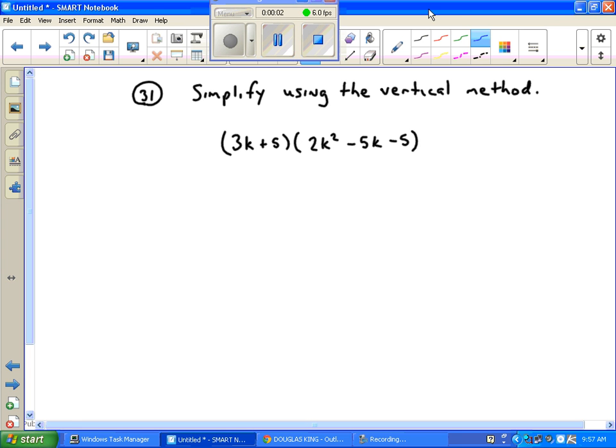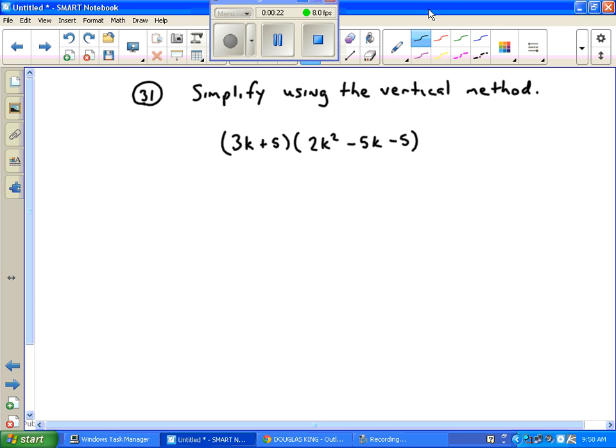Okay, this is spring test number 13 through section 12.2. This is part 3. It'll probably be of 3 parts, picking up at number 31. This one says use the vertical method. What that means is you need to multiply 3k times everything that's inside the parentheses. Vertical just means it wants you to stack them on top of each other.